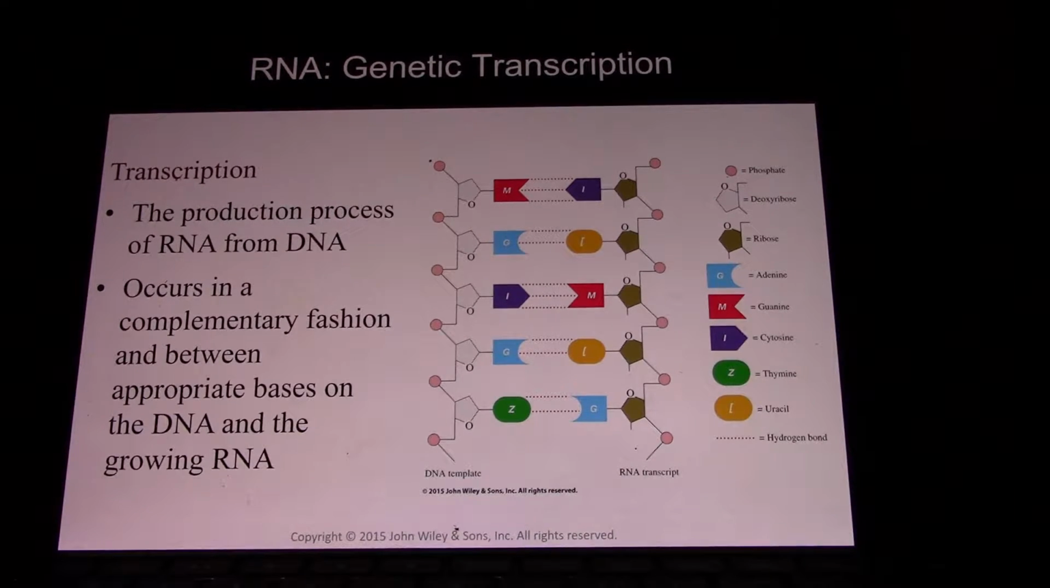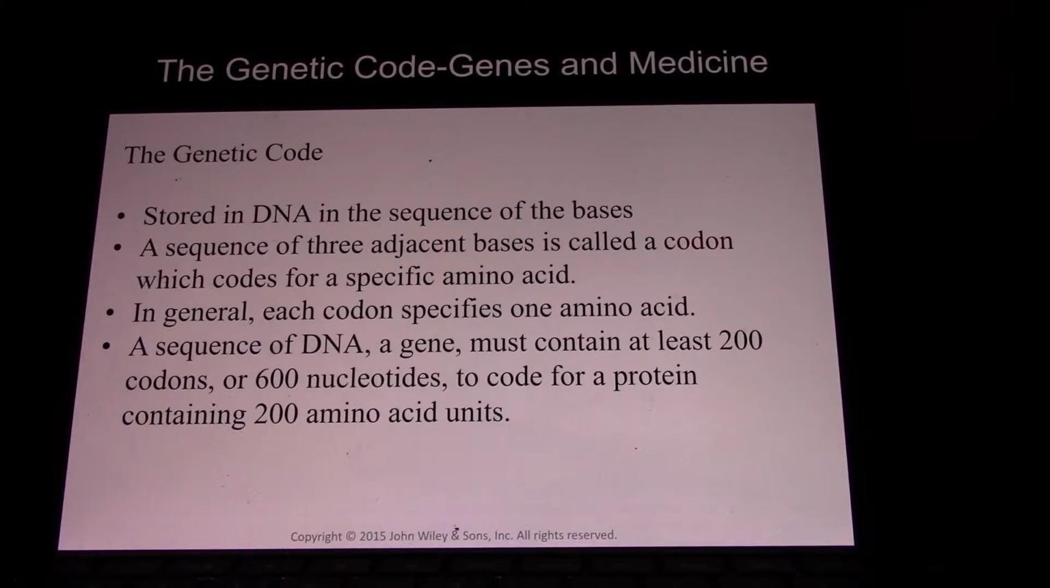Transcription. This is the process of reading DNA and producing RNA with RNA polymerases, and it occurs in a complementary fashion and between appropriate bases on the DNA and the growing RNA. The genetic code. This is stored in the DNA in the sequence of bases, and again, 3 bases are a codon which code for an amino acid. In general, each codon specifies 1 amino acid.